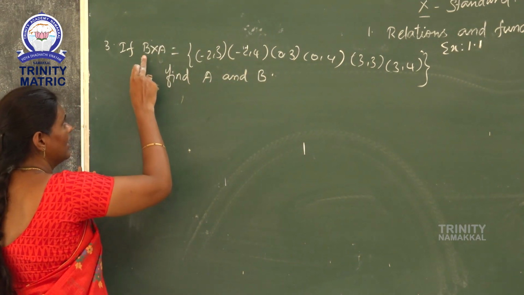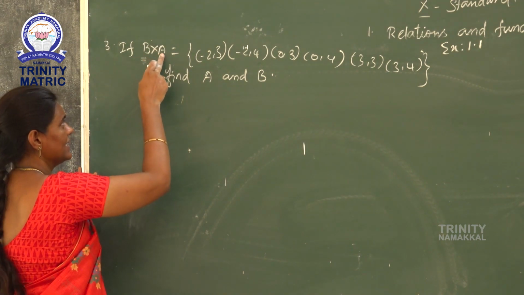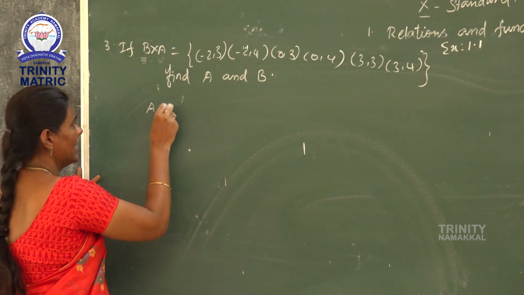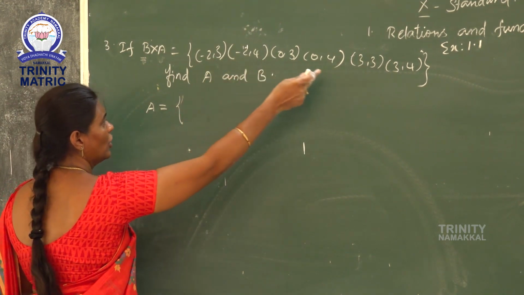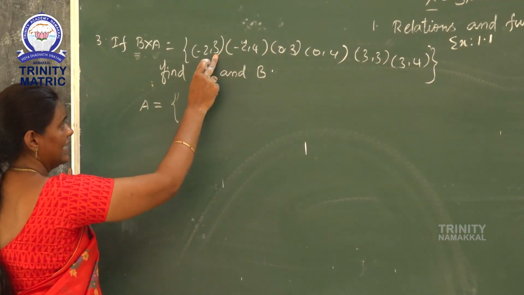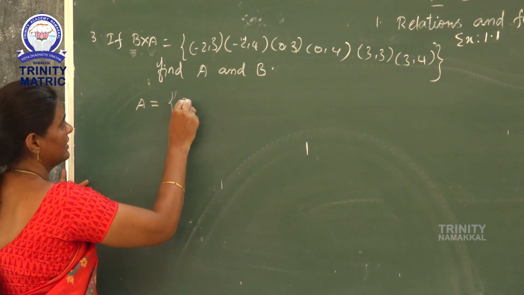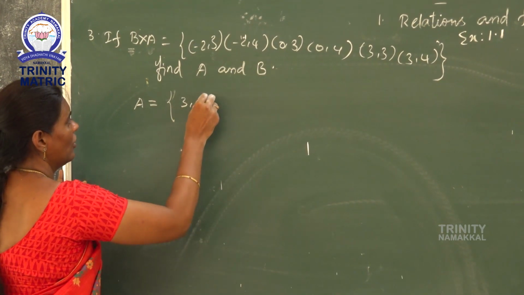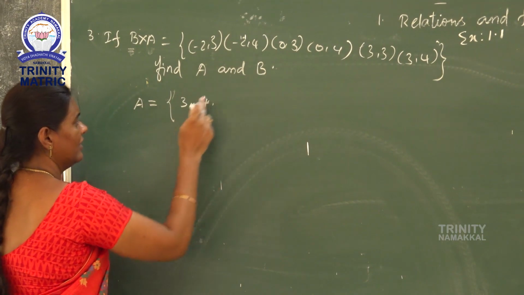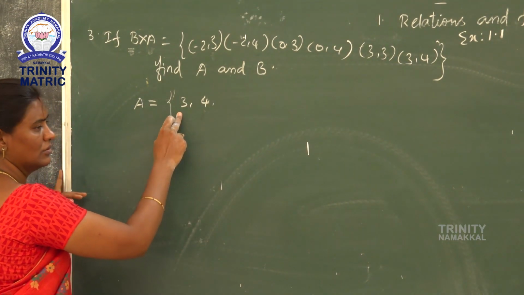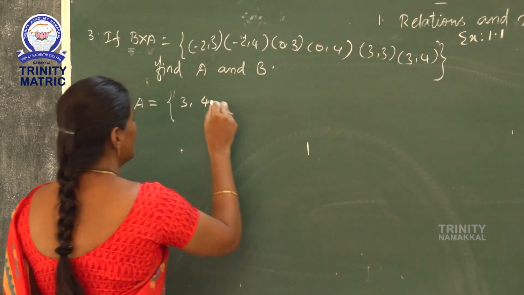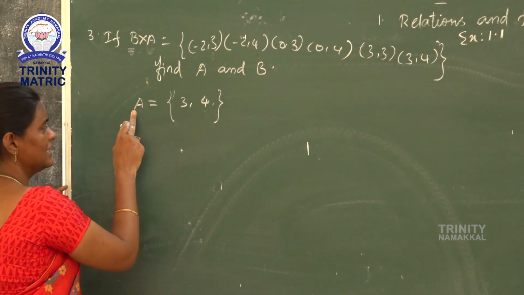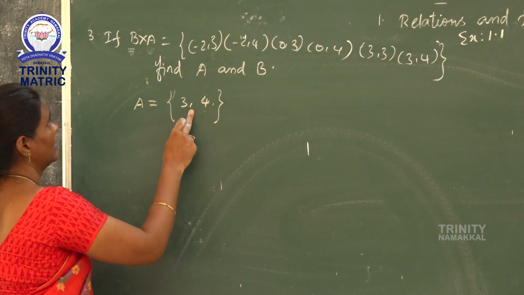See here the first set is B and the second set is A. So we write the elements of A by taking the second element of the ordered pair. What is the second element? 3, then 4. Again we have 3, but we write it only one time, so it is not repeated. Next 4. So the elements in the set A are 3, 4.